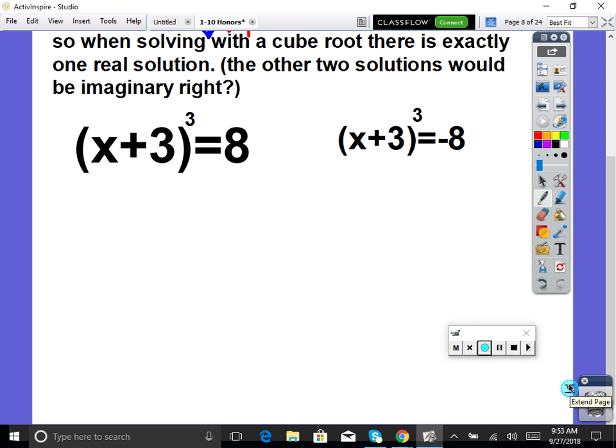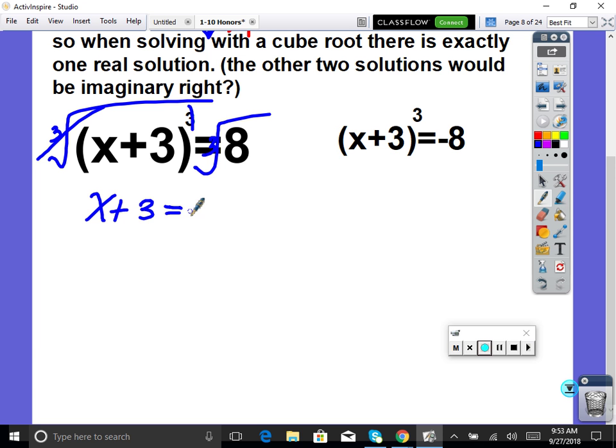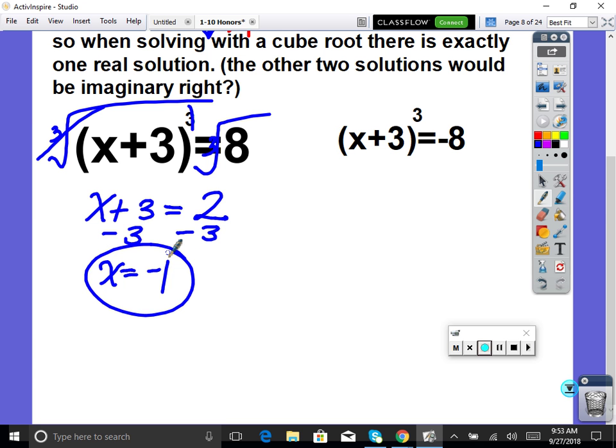Okay, so let's solve this. Find the solution here. So we cube root both sides. Cube root. So then the root cancels out with the power. X plus 3 equals 2, and then we're shifting it left 3 units, or just do algebra, subtract 3. So x equals negative 1. That's the only real root. So there must be 2 imaginary roots, right?